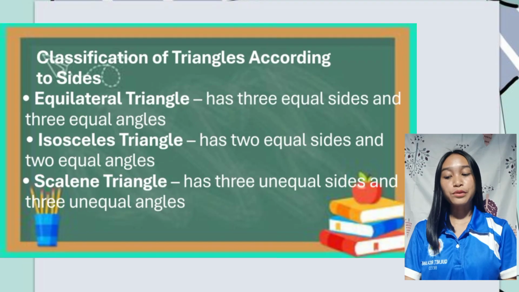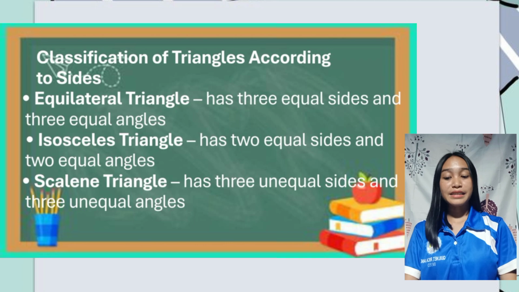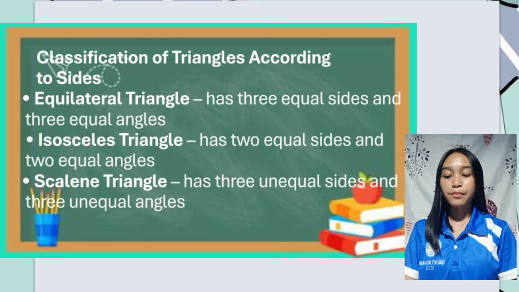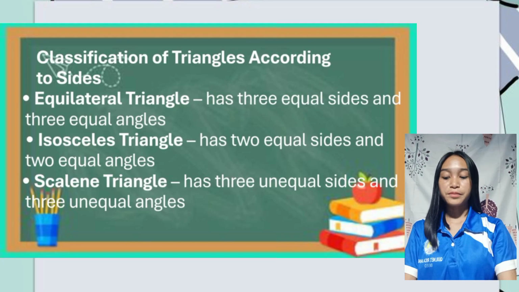Now let us proceed to classification of triangles according to sides. First is the equilateral triangle. It has 3 equal sides and 3 equal angles, each 60 degrees. For example, a triangle with all sides measuring 5 centimeters.